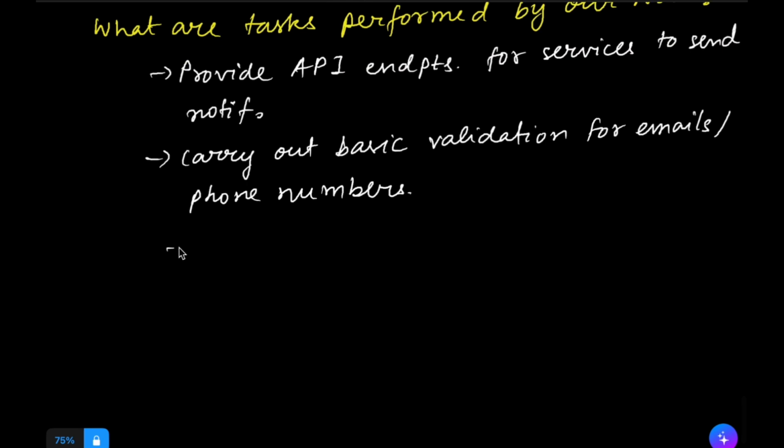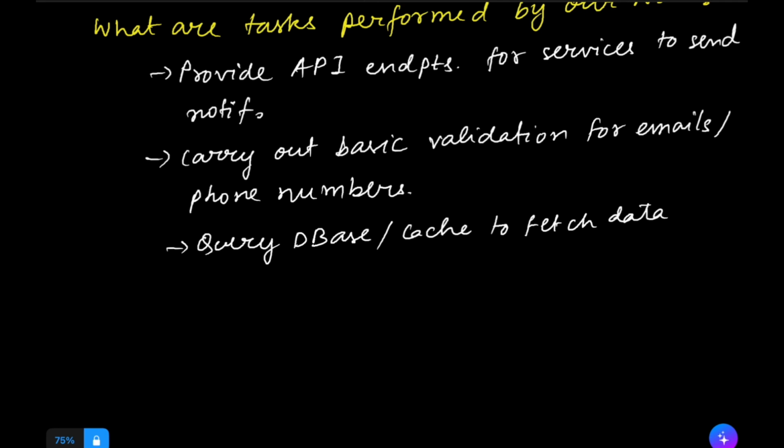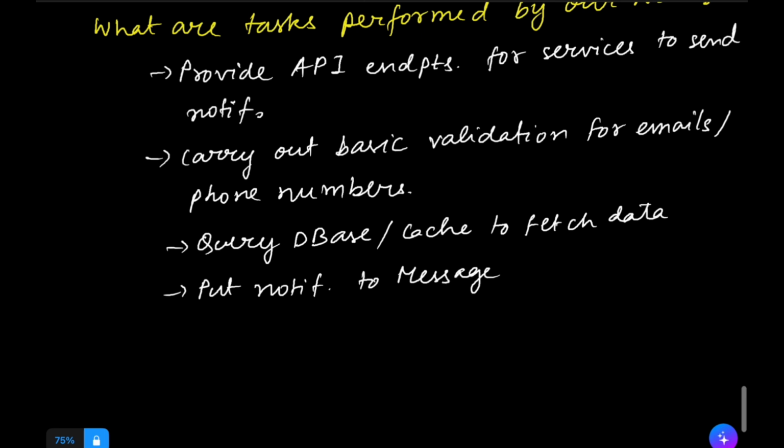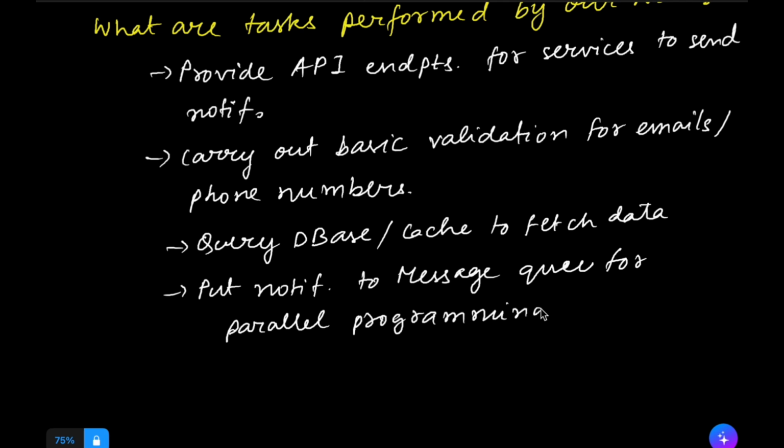It also queries the database or cache to fetch data and puts notifications to the message queue for parallel programming. So these are some of the points which the notification server handles.